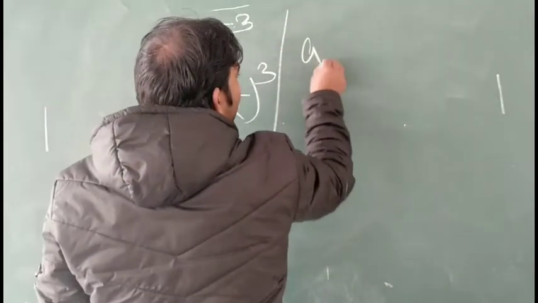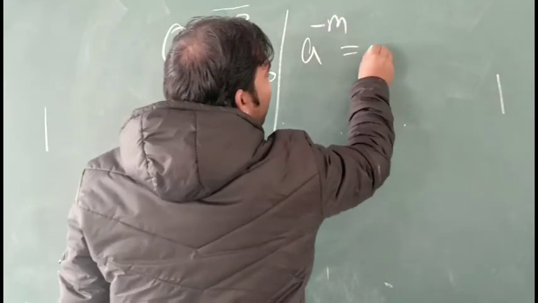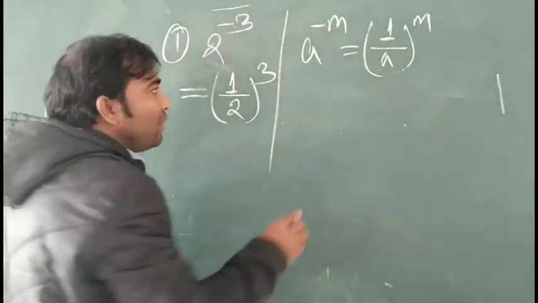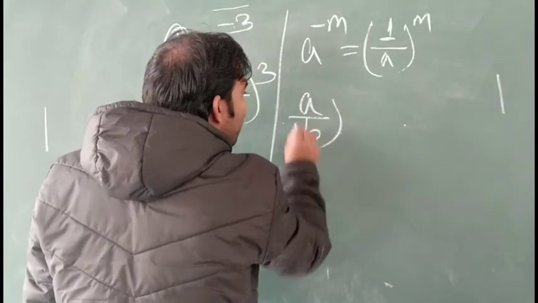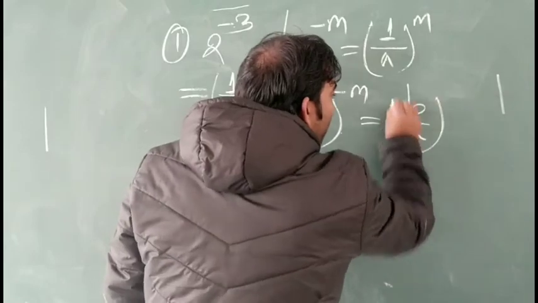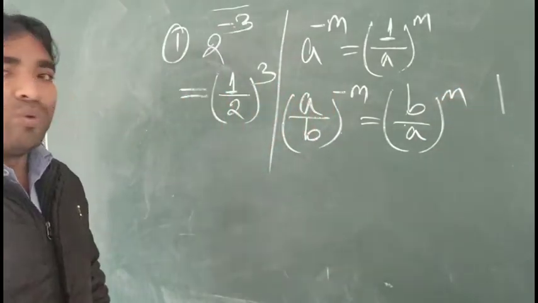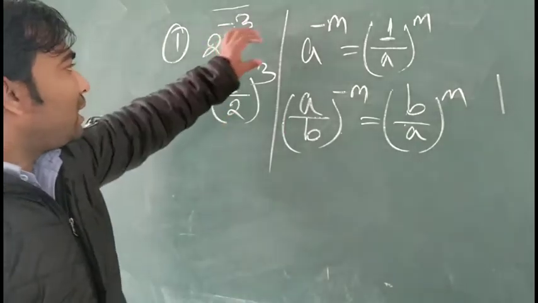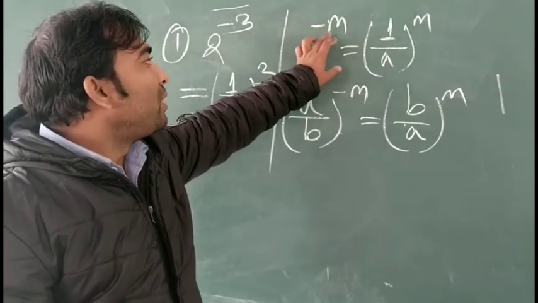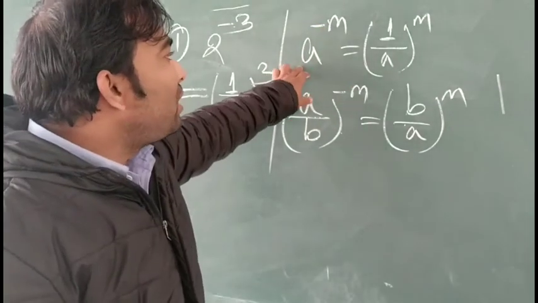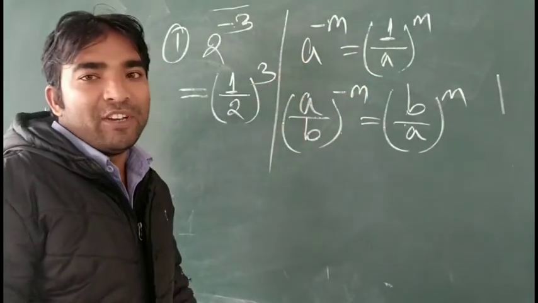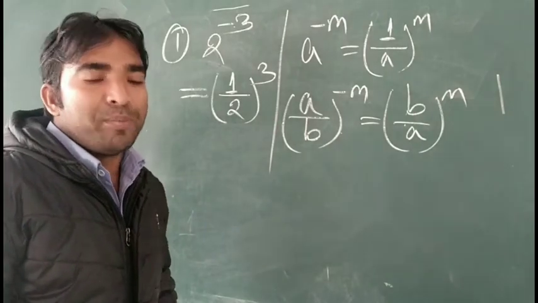So we can write a to the power minus m as 1 by a whole to the power m. Or if the question is like this, a by b whole to the power minus m, it will be b by a whole to the power m. So we can understand that when the power is negative, that is, the exponent is in negative form, a negative integer, and we are trying to write it in positive form, we have to write the reciprocal of the base. Very simple, we just need to write the reciprocal of the base.